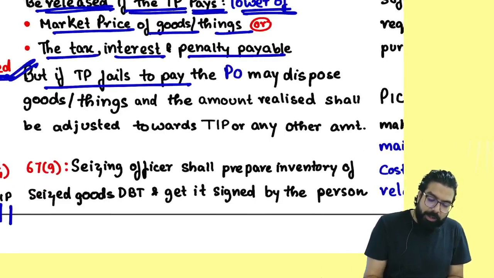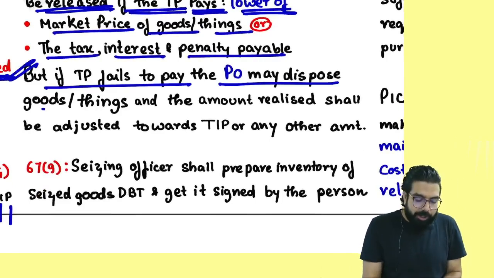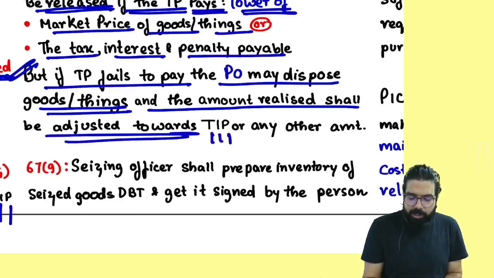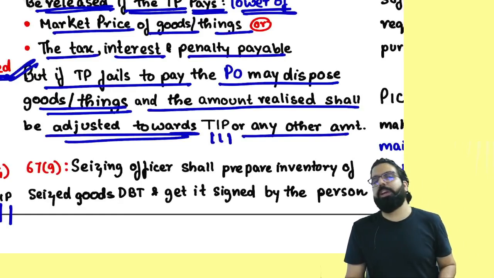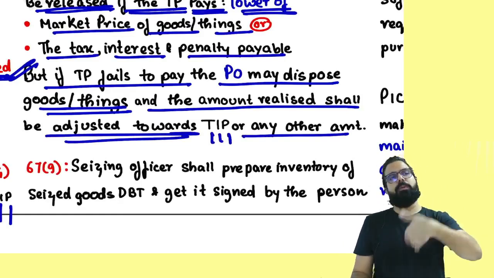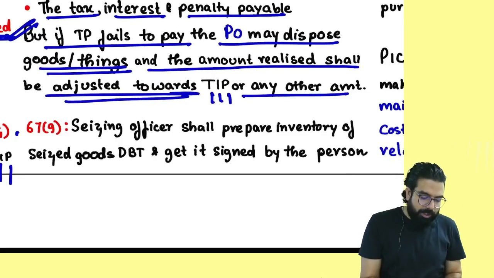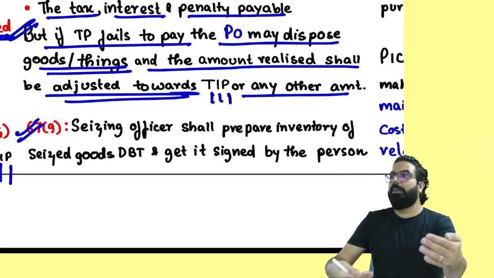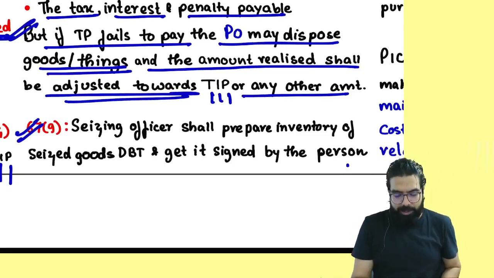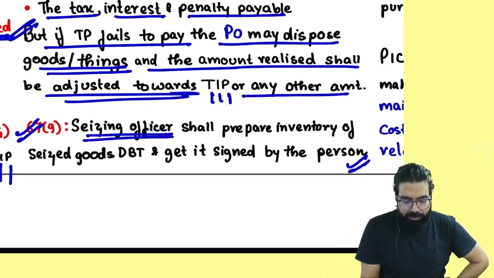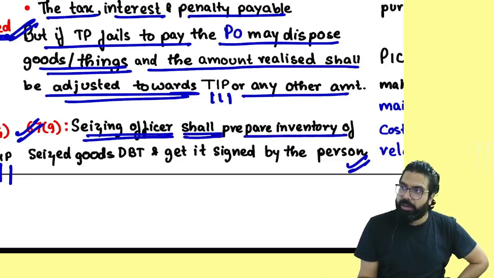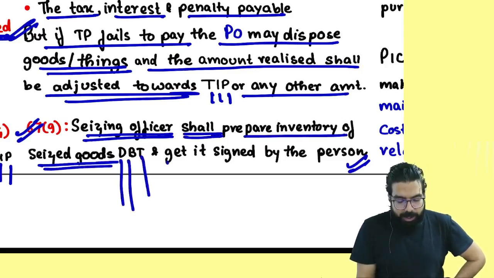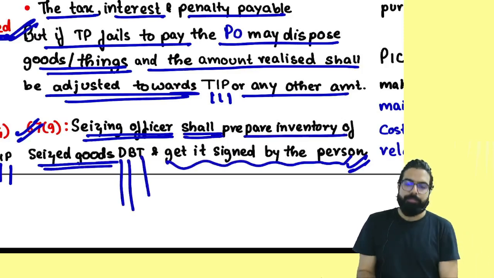Sir, if you fail to pay, then the proper officer may dispose of the goods and things, and the amount realized shall be adjusted towards tax, interest, penalty or any other amount. Whatever amount they have to recover, they will recover by selling your goods. Sir, always remember, whenever the person is seizing the goods, he will always prepare one mahazar or panchnama. Do you remember? The same thing has been told over here, that the seizing officer shall prepare an inventory of the seized goods, documents, books and things and get it signed by the person.